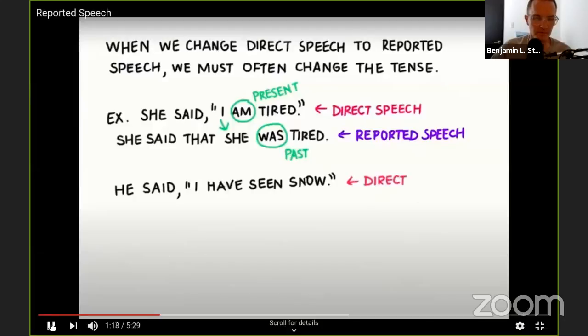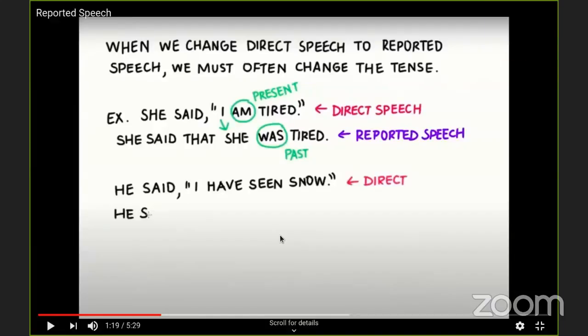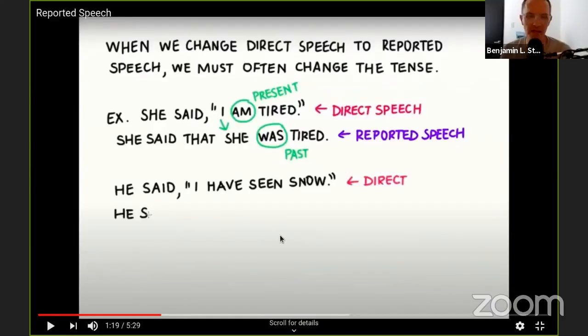This is direct speech. Okay, so what is the verb tense, I have seen snow? What verb tense is being used in this example of direct speech? Present perfect. All right, how do you think we're going to change this to reported speech?